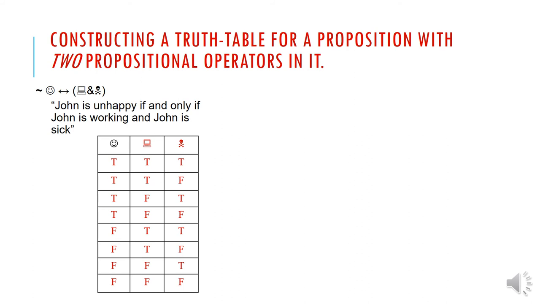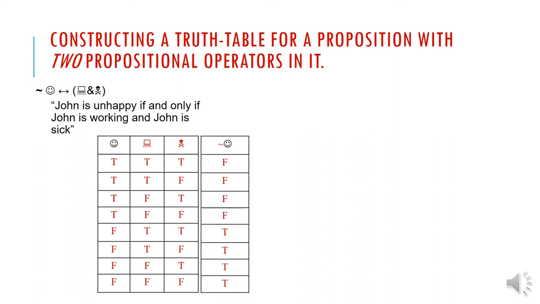Now, we see that in order to continue this truth table for this complex proposition, we need to make a column for each sub-symbol within the complex proposition. So, for instance, negation smiley face. I create a column for negation smiley face, and this is just the opposite of the smiley face column. If the smiley face column is true, true, true, true, false, false, false, false, then the negation is false, false, false, false, true, true, true, true.